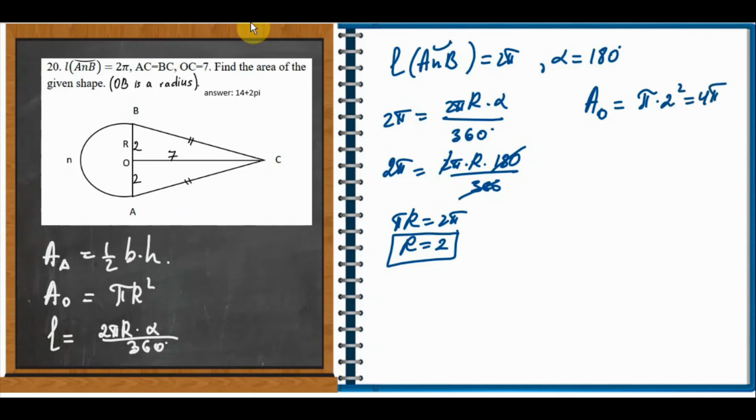Okay, let's keep that in mind. Area of triangle is 1/2 of base. So here base is AB. It's going to be 2 plus 2, which is 4, multiplied by height. That's 7. Why it's 7?